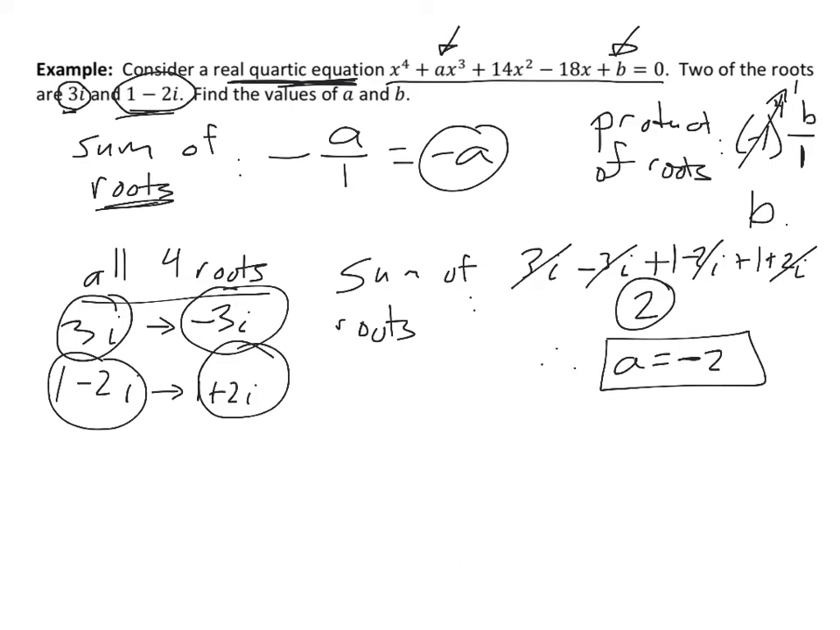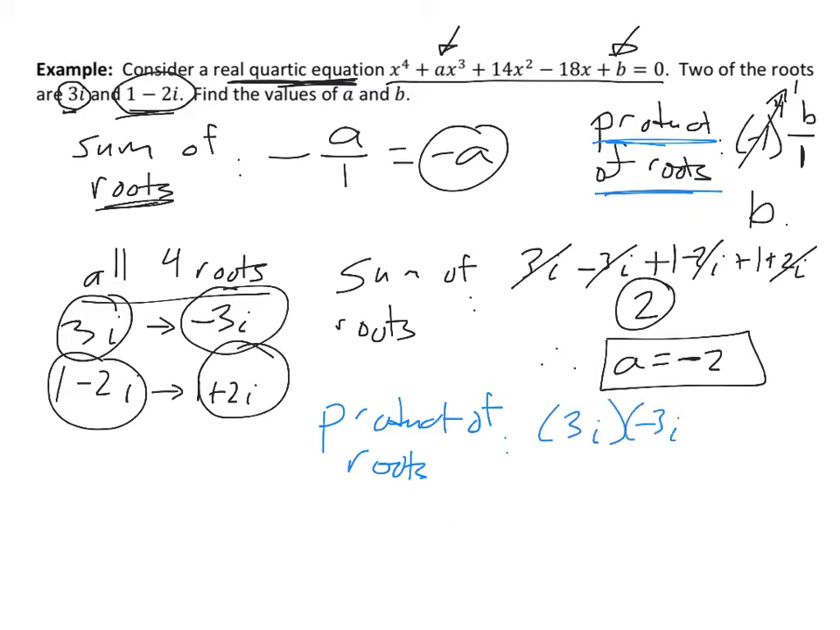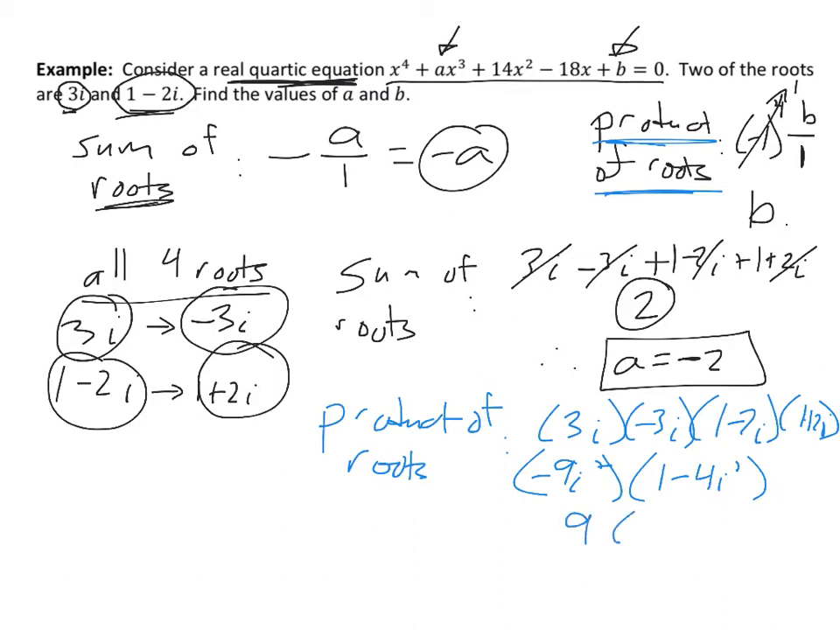Yay, we're halfway done with this. Now the other thing we need to do is look at the product of our roots. For the product of our roots, I've got to do 3i times negative 3i times 1 minus 2i times 1 plus 2i. Well, let's see here. This is just negative 9i squared. And this one over here is 1 minus 4i squared. This is 9, this is 5, and so we get 45. Well, great, 45 has to equal b. Therefore, b has to be 45.